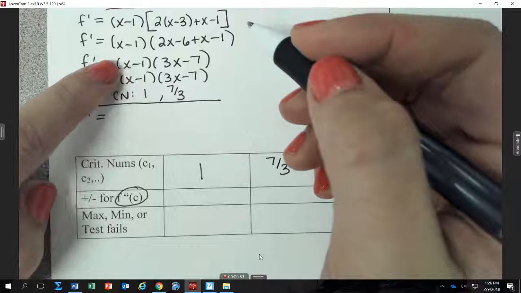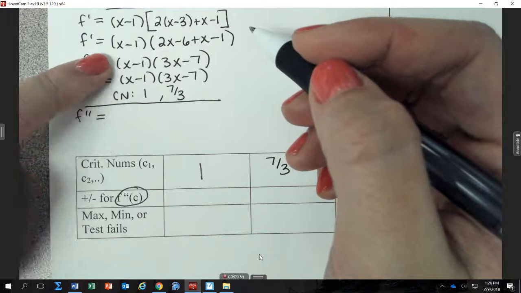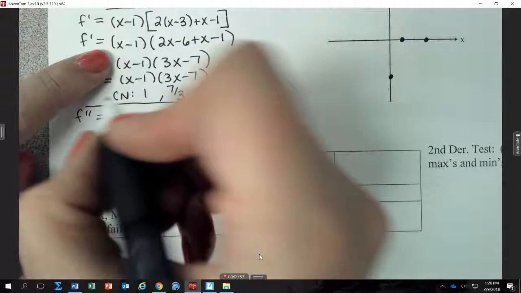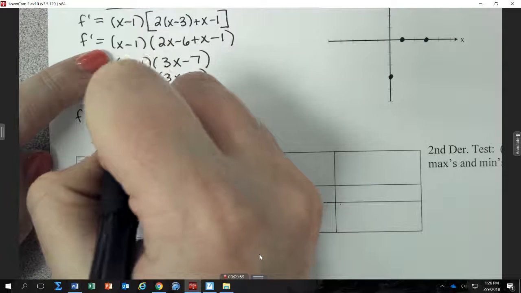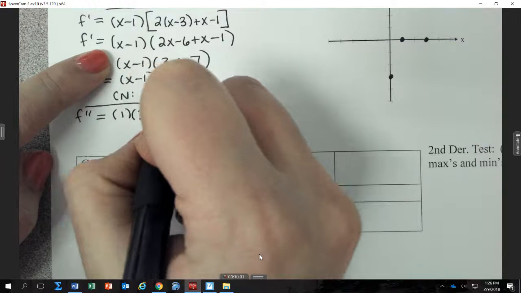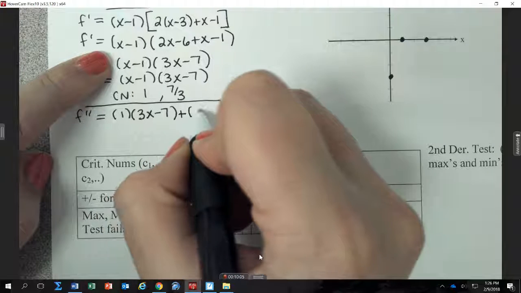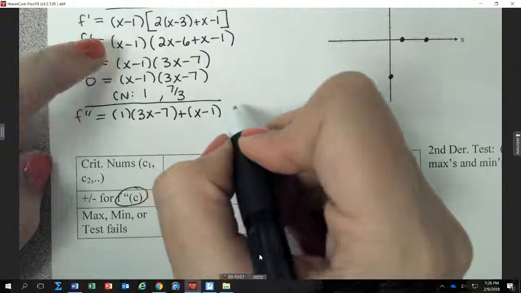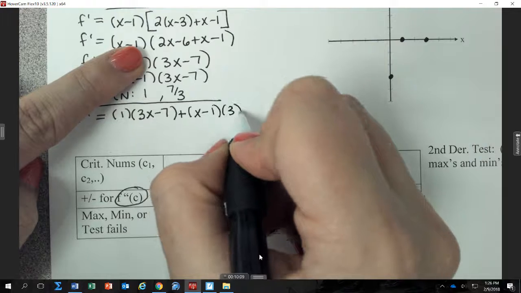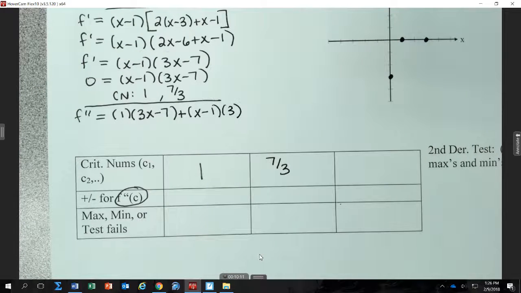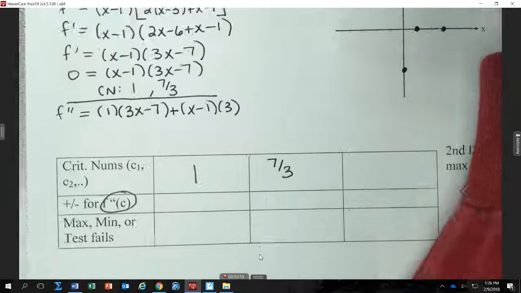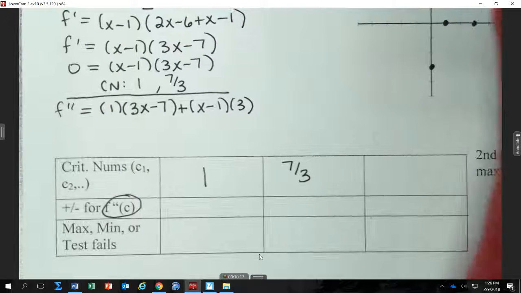So here's my first derivative. Again, I'll have to use the product rule. So second derivative, we take the derivative of the first times the second, so times 3x minus 7, plus the first, which is just x minus 1, times the derivative of the second, which would be 3. Any questions about how I use the product rule for that?